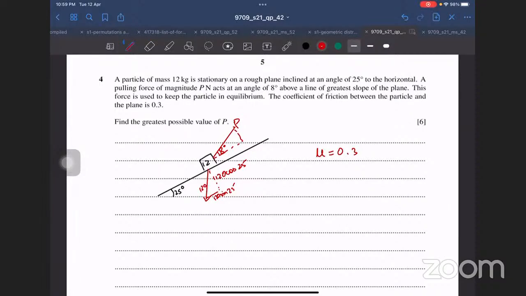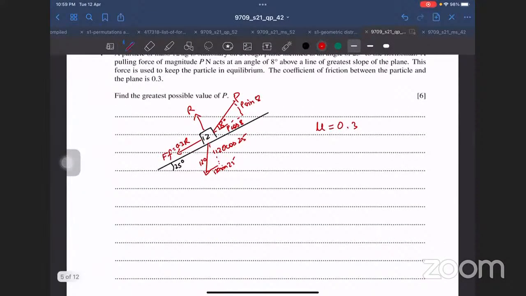Okay, find the greatest possible value of P. If I want the greatest possible value of P, what should be happening is that the friction should be facing the other way in order to maximize P. What I'm assuming is that I'm trying to drive this up the plane so that it has to overcome friction and the gravity. So I get P cos 8, P sin 8. I have the normal reaction, R, and I have frictional force, which is 0.3 into R. So I have two unknowns, which is why the question is 6 points. So I'm going to try to solve for those two unknowns.